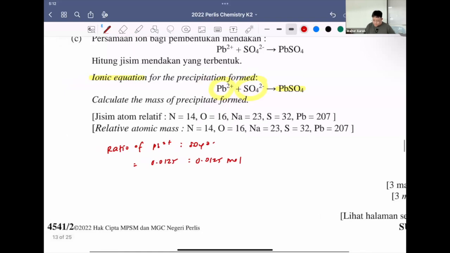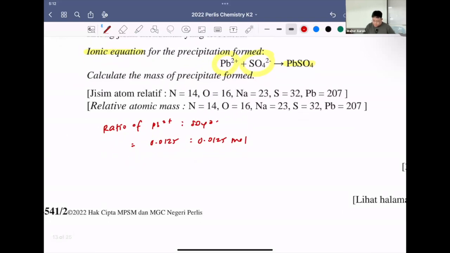Okay, so now we'll calculate the Mr of lead sulfate. So that will be 207 plus 32 plus 16 times 4. So let's see how much we get. So 207 plus 32 plus 16 times 4 would technically give us 303.